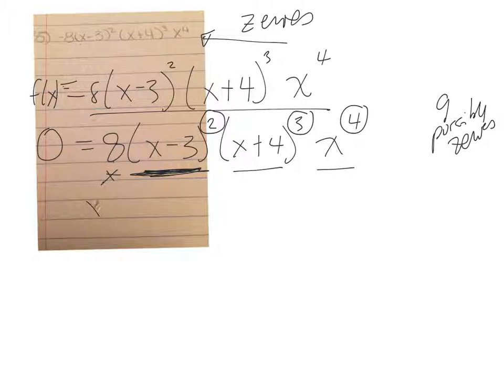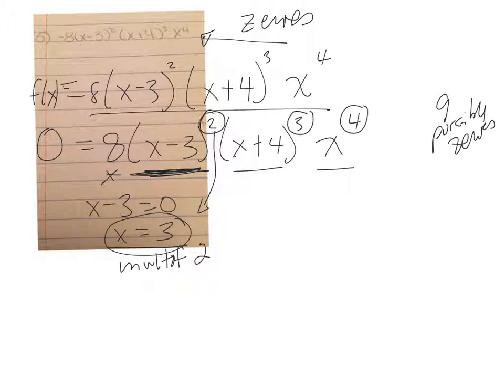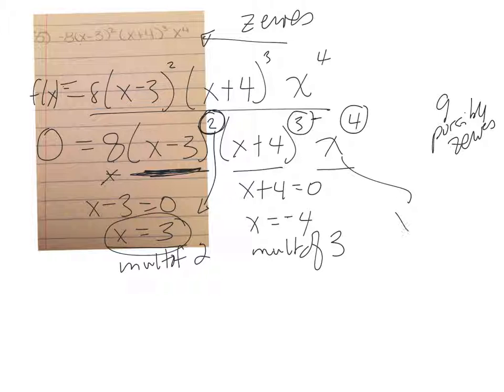But for this one, I can say x minus 3 is equal to 0, and I can solve that, so x is equal to 3. So 3 is a zero. Also, the 2 up there says that I have 2 of those. In other words, x is equal to 3 with a multiplicity of 2, because it's squared. The next one, same thing: x plus 4 equals 0, so x equals minus 4, and it has a multiplicity of 3. And lastly, this one, x is equal to 0.